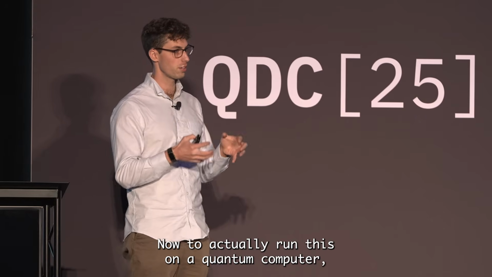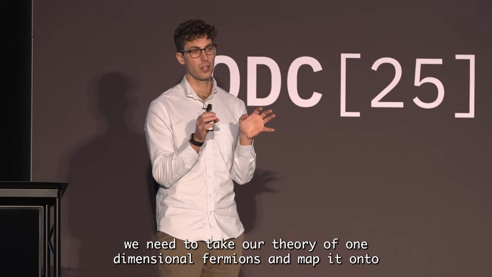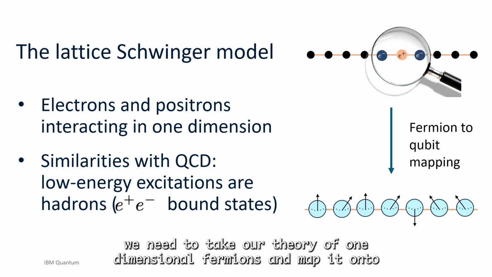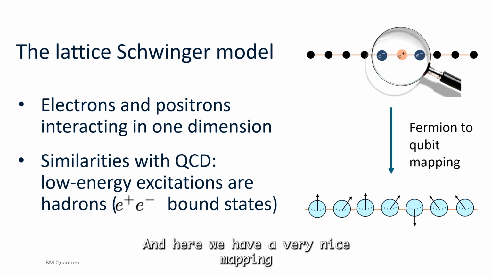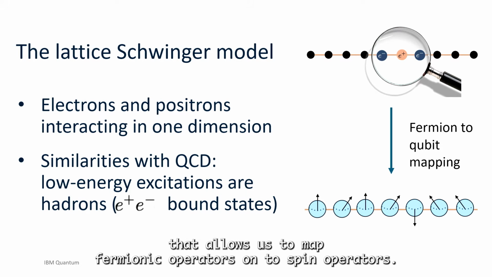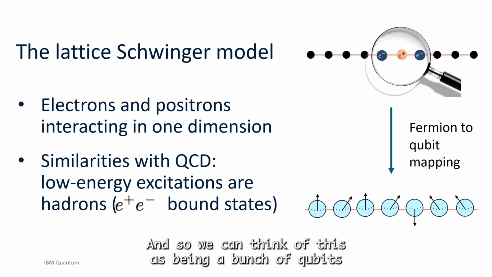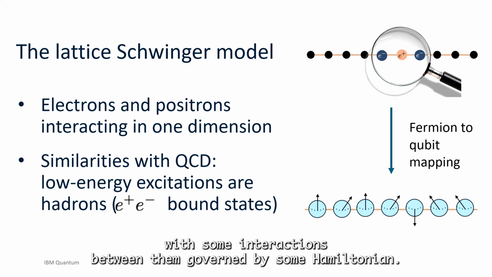Now, to actually run this on a quantum computer, we need to take our theory of one-dimensional fermions and map it onto something that looks like a spin chain. And here we have a very nice Jordan-Wigner mapping that allows us to map fermionic operators onto spin operators. And so we can equivalently think of this as a bunch of qubits with some interactions between them governed by some Hamiltonian.